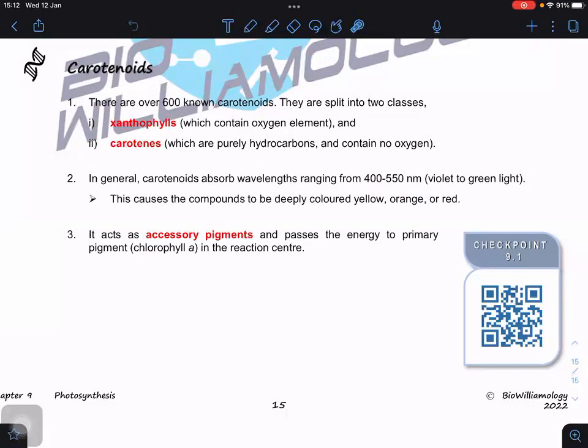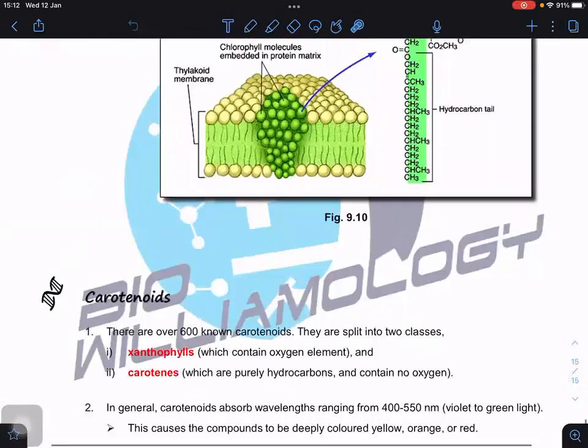And what is their role? They absorb the light energy and pass this energy to the primary pigment, chlorophyll A, in the reaction center. Now, I put this a bit confusing. It's not all chlorophyll A. This chlorophyll A molecule must be the one that has the peak absorbance at 680 or 700. Then only it can become the reaction center. So with this, I have done the photosynthetic pigments.